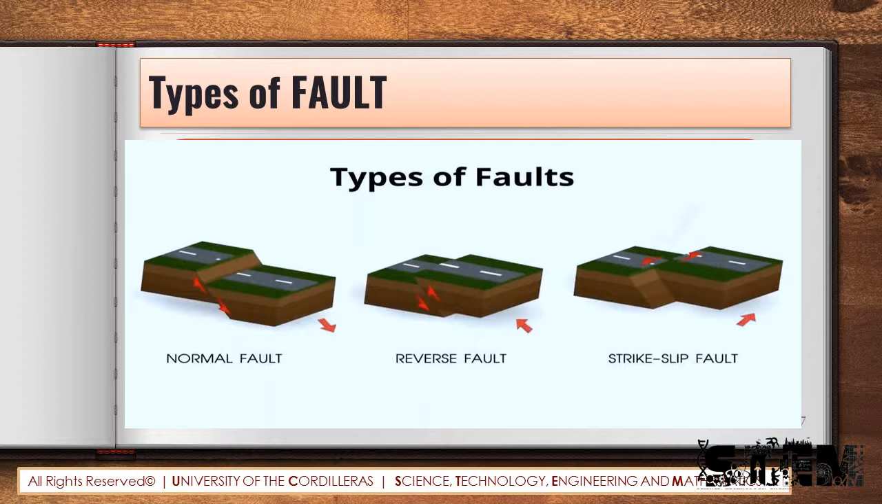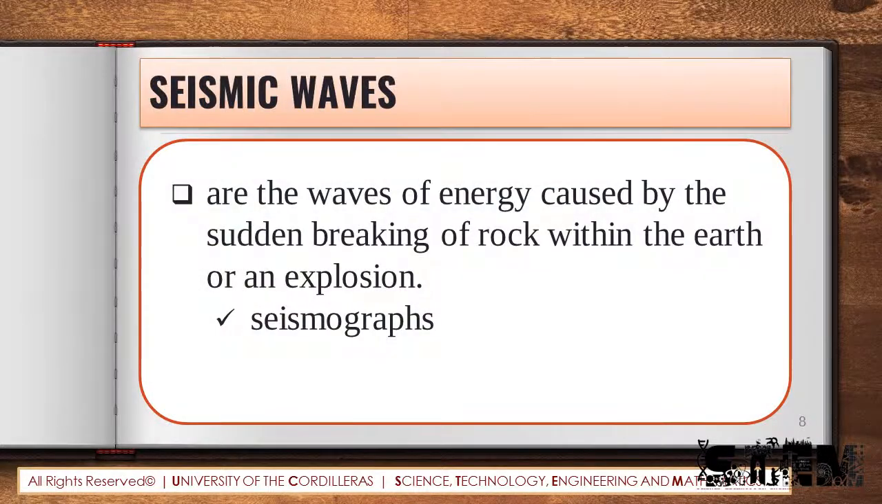And the last one is the strike-slip fault. You can see here the movement indicates that the rocks are sliding past each other horizontally with little or no vertical movement. Here in this slide, we can see seismic wave.